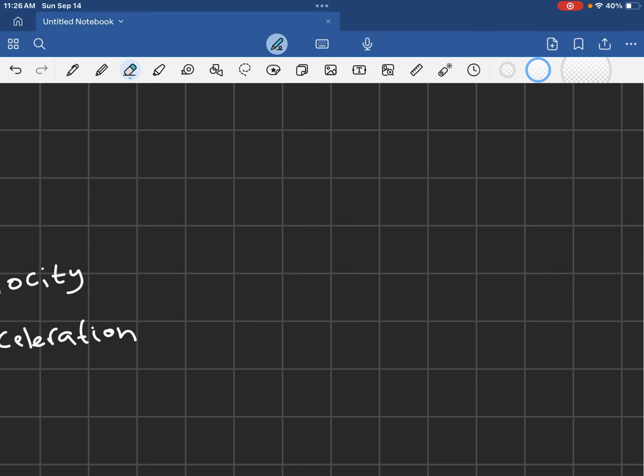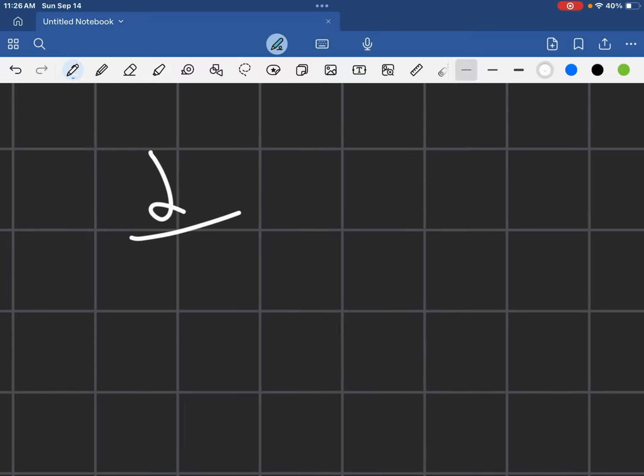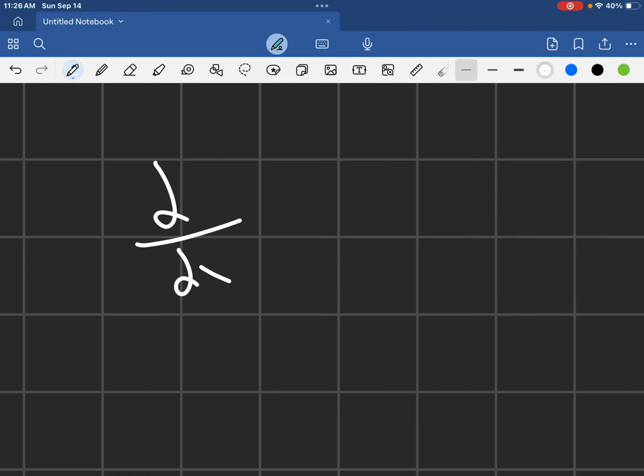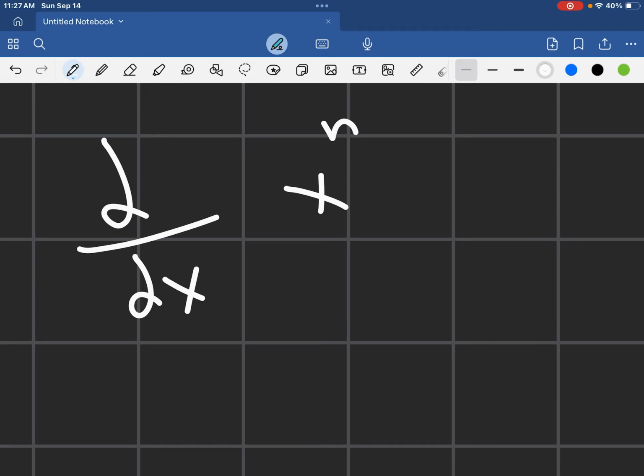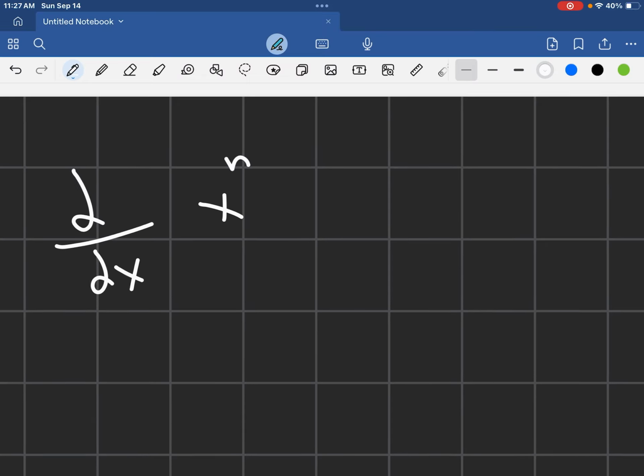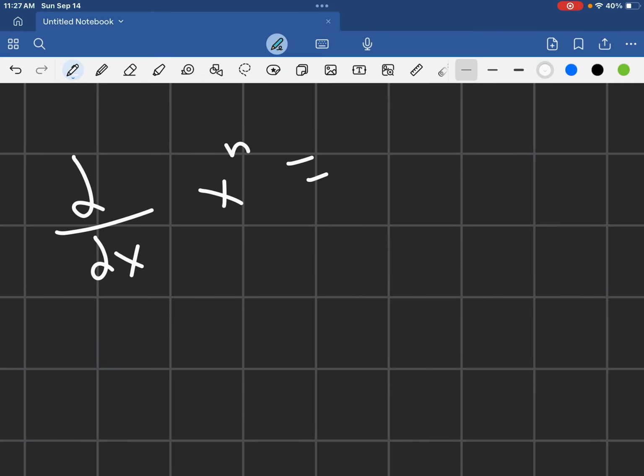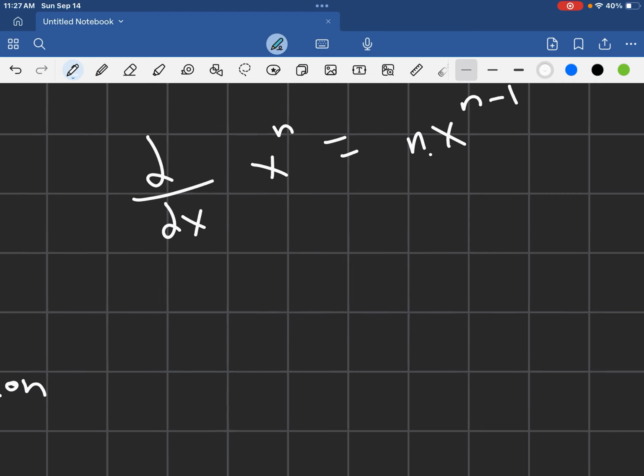Now, for the next one, you actually have to do a little bit more thinking than that. It's called the power rule. You take the derivative of something that has a power. So we'll say there's x, n is the power, so it's x to the power of n. To find the derivative of it, you take x to the n minus 1, and then n out front is how you find the derivative of it.